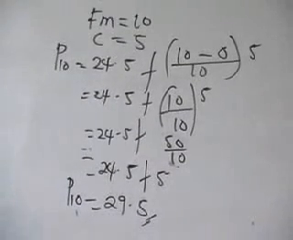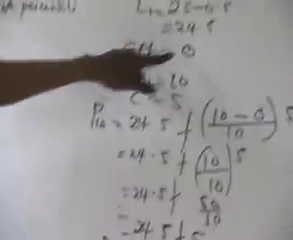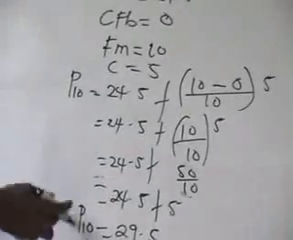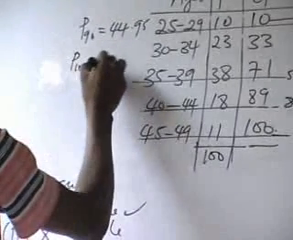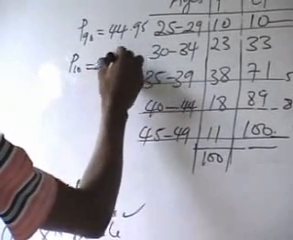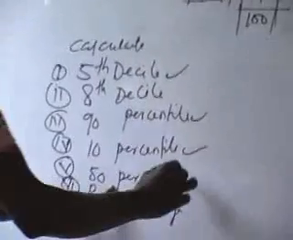So whenever there's no cumulative frequency before the class you are considering, that cumulative frequency before is 0. So let us now write this one down somewhere. We have P10 equals 29.5.